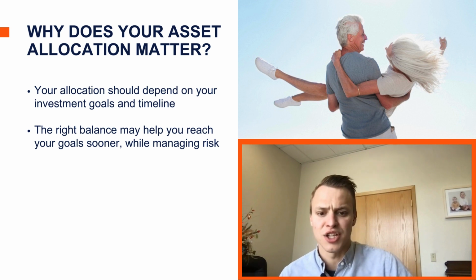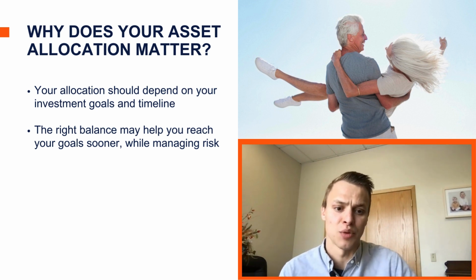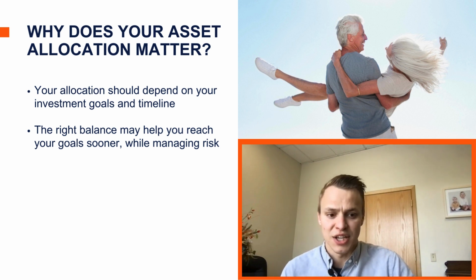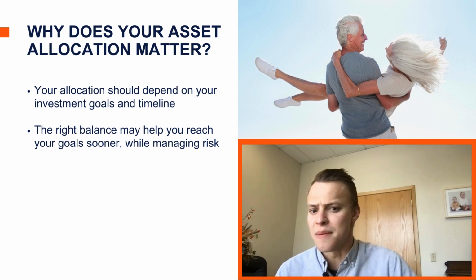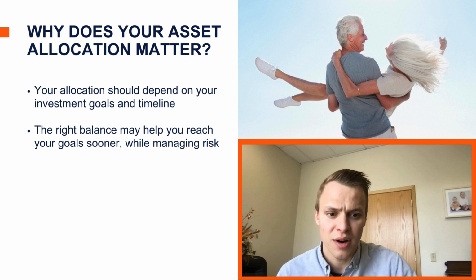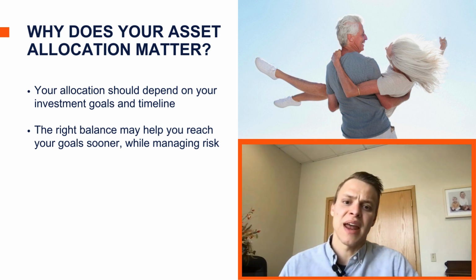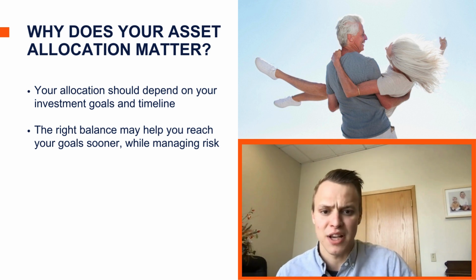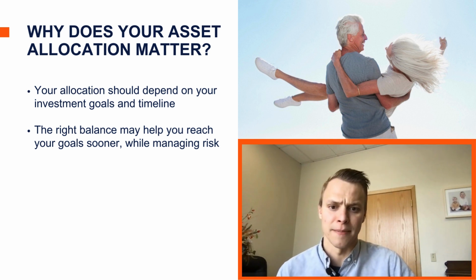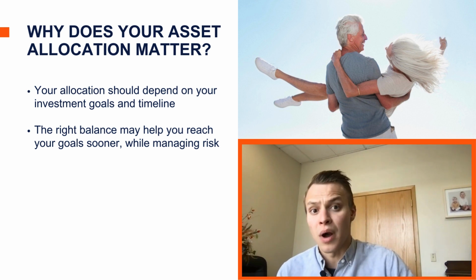Well, asset allocation is basically the dividing of an investment portfolio strategically between different asset categories, such as stocks, bonds, and cash or cash equivalents. The mix of assets should be determined by your investment goals, your time horizon, and your ability to tolerate risk. So again, allocation should depend on your investment goals and timeline. The right balance may help you reach your goals sooner while managing risk.